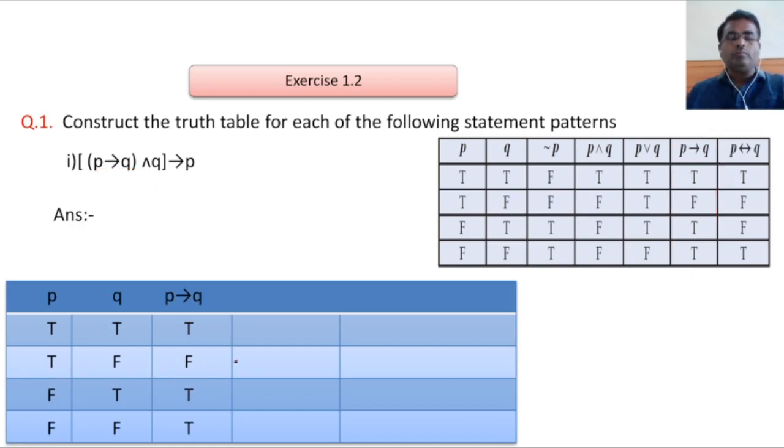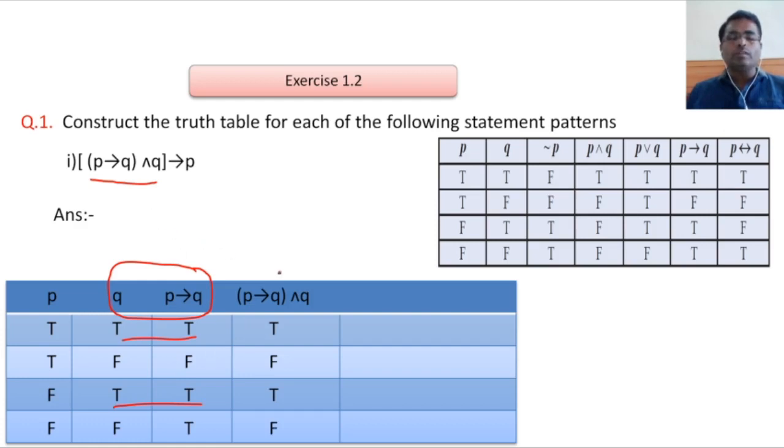Then next we have to consider P implies Q and Q, that is, we have to consider the AND operation between these two. For true, true it is true, therefore the resultant is true here, but for all other combinations it is false. Here also you will observe that true, true gives true, false, false gives false, true, true gives true, and false, true gives false. This way you can consider.